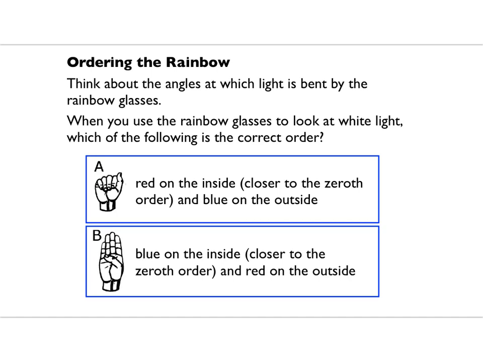Now I want you to think about this. If we're using the rainbow glasses, and you put them on and you look at a source of white light, different colors get bent by different amounts, and so as a consequence we produce a rainbow, which is in fact why we call them rainbow glasses. Here's my question. If I use the rainbow glasses to look at white light, I'm going to break the light up into a rainbow. Is the red on the inside closer to the 0th order, or is there blue on the inside? I want you to think about the basic relationship for diffraction gratings. I want you to come up with an answer, and then we'll talk.